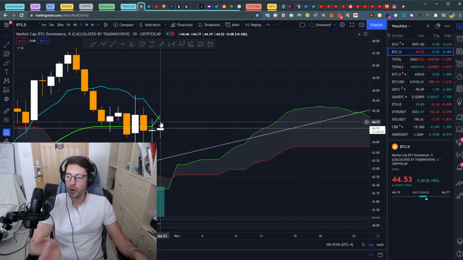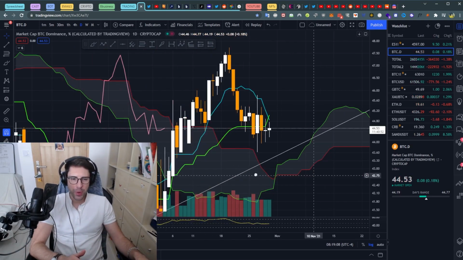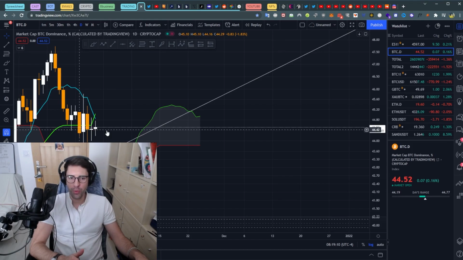So we'll see what happens on Monday, because of course during the weekend things are usually ranging, and you can see pretty much things have been ranging for a while, because our cloud here, the SSB, is now flat. It's quite large here. We are not pointing up.